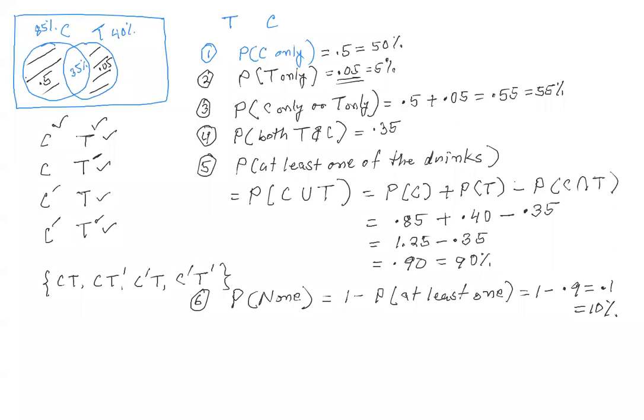So in the diagram, if you don't belong to any of these circles, you must belong to the outside of this rectangle. And that outside is 10%, by the way. 10% chance that you do not drink either of these drinks, tea or coffee. So outside of these circles is the group of people that do not drink either tea or coffee.